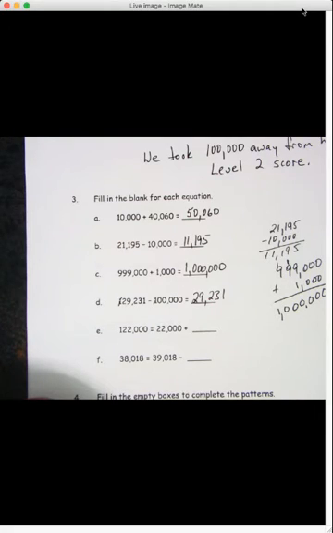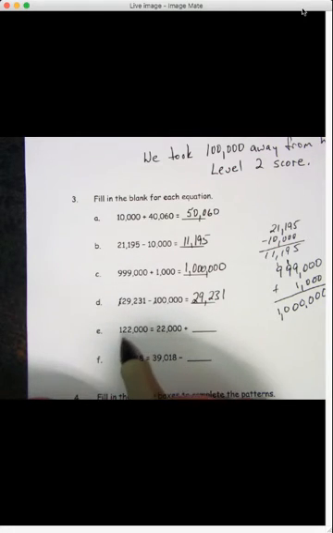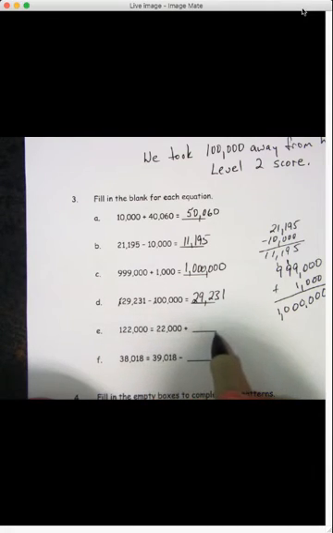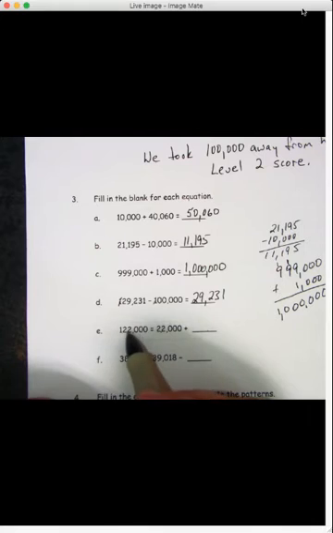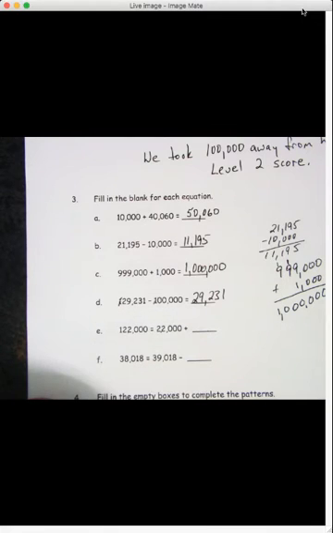Okay. Whoa, this one just about tricked me. Look where the equal sign is. I was thinking it was going to say 122,000 minus 22,000, but it's equal. And this blank is over here still. So this is saying what plus 22,000 would give me 122,000.